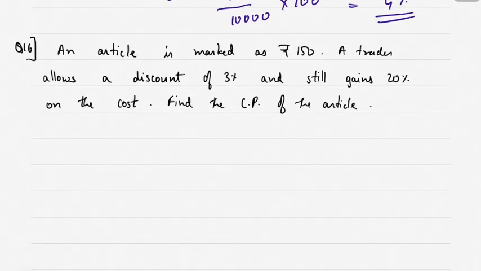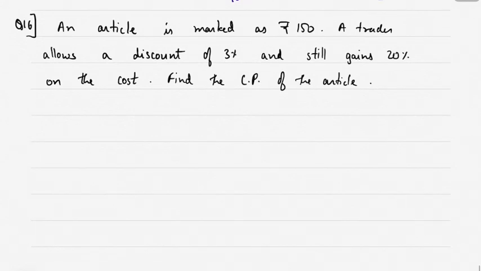Okay, let's see the next question. An article is marked as rupees 150. A trader allows a discount of 3% and still gains 20% on the cost. Find the cost price of the article. Mark price is given as 150. Trader allows a discount of 3%, so you can calculate the selling price.